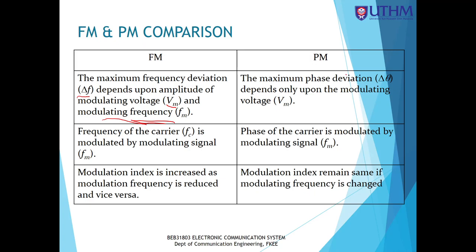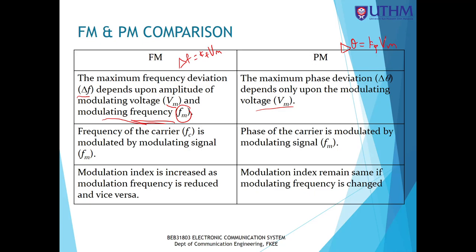And then the maximum phase deviation, delta theta, is depending upon the... ini pun saya tak tahu kenapa dia tulis macam ni. So it is actually KF VM. This is actually delta F is equal to KF VM. Delta theta is equal to KP VM.